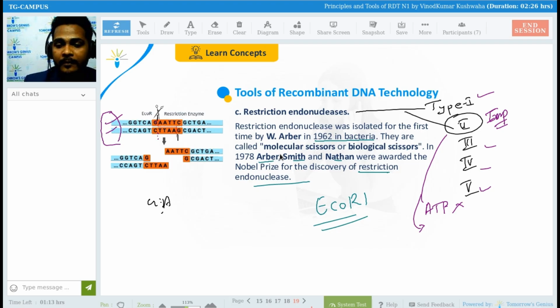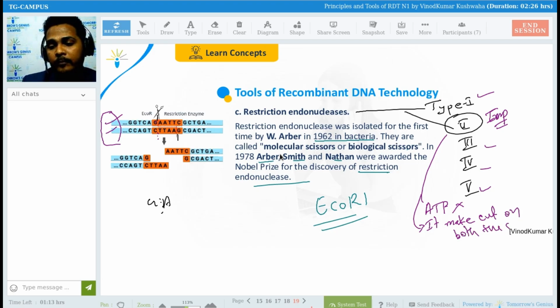Here, I can write another: it makes a cut on both strands. These are the only two reasons that type 2 is used in restriction endonucleases for cutting purposes. Clear?